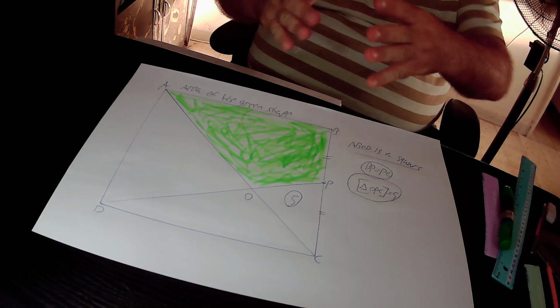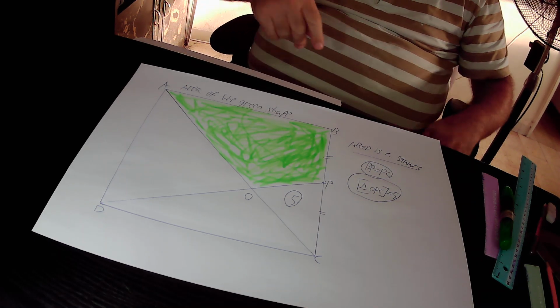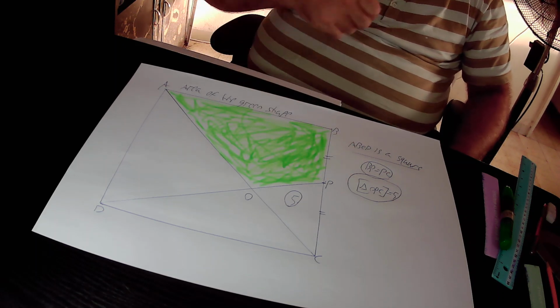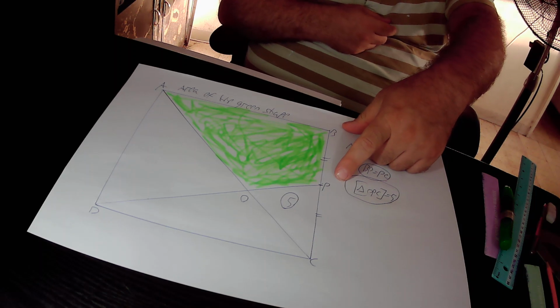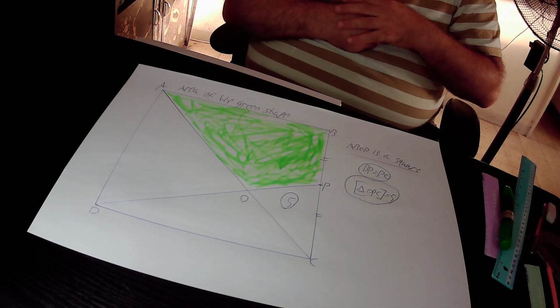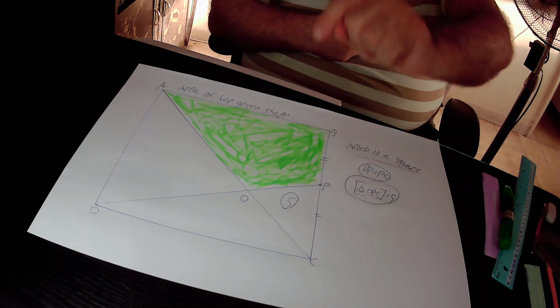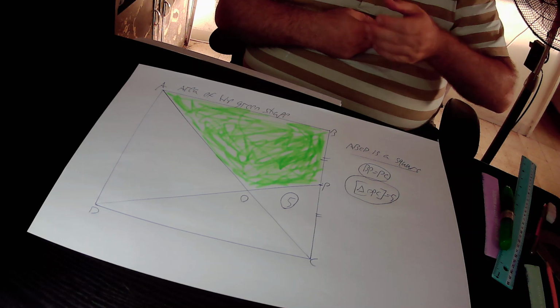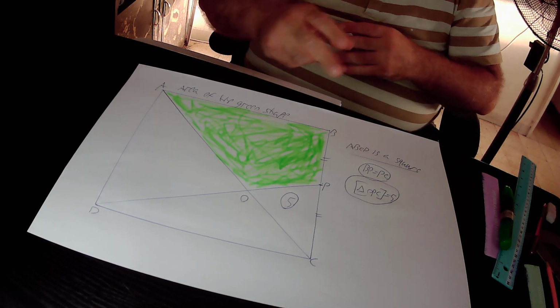Our mission in this second question is to find the area of this green shape. So in the drawing, we have square ABCD. We know that this is line segment BP, that is equal to line segment PC, and we also know that the area of triangle OCP is equal to 5 square units. Again, our mission is to find the area of this green shape.